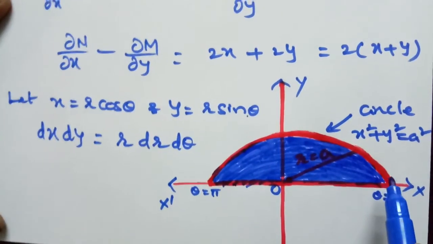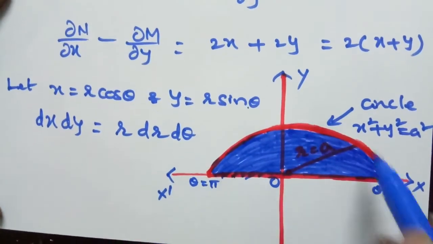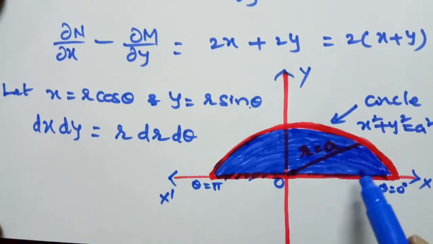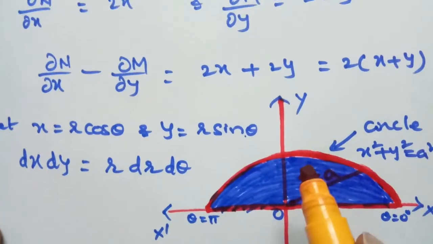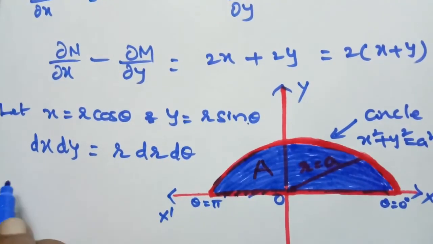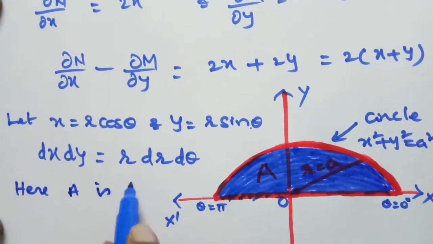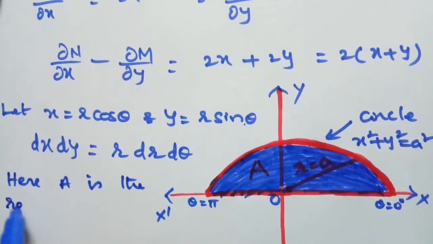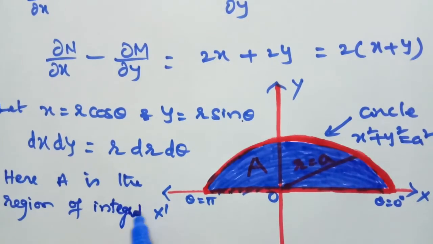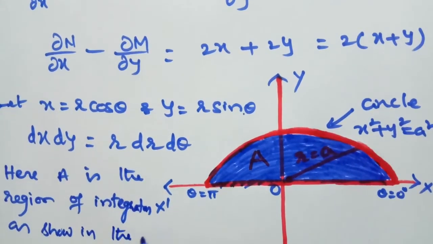Here theta varies from 0 to pi by 2 and r, the radius, varies from 0 to a. This is the region of integration, the area bounded by the x-axis and the circle. Here A is the region of integration, as shown in the adjacent figure.